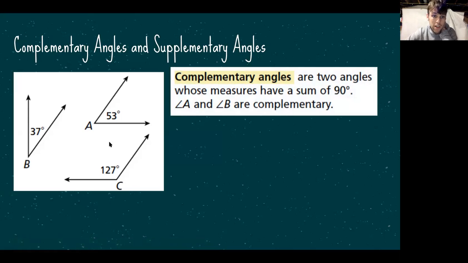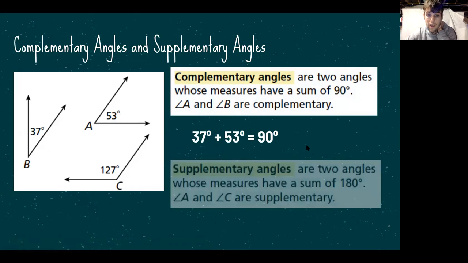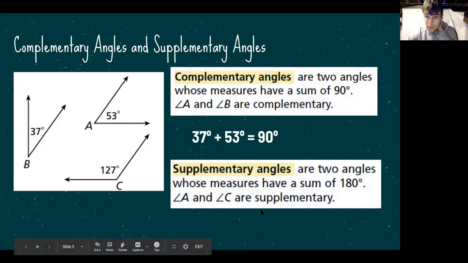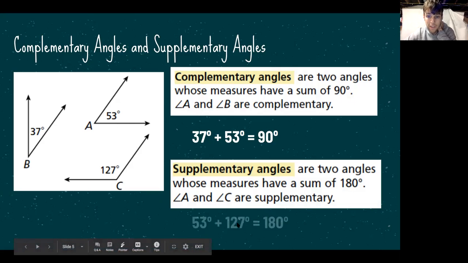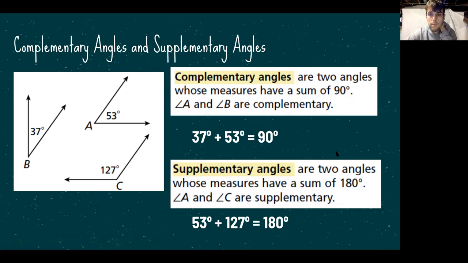So in this picture here, we have angle A and B are complementary because if we add their measurements, 30 degrees plus 53 degrees, we get 90 exactly. And so we would say that those two angles are complementary. Supplementary angles are two angles whose measures have a sum of 180 degrees. So angle A and angle C are supplementary because if we add their measurements, we get exactly 180 degrees. Those are relationships you've probably seen before, but we want to formalize them here.